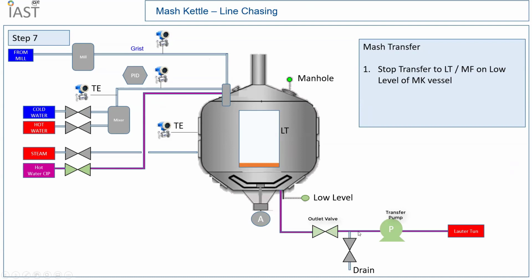Again it is transferred to the lauter tun, and after a certain amount of time, which is a time-based operation, the line is flushed to the drain. Similarly, once the low level signal is received, the vessel is completely empty. The outlet valve and the drain valve are closed, and this completes the mash kettle unit operation. The mash kettle again goes to the idle sequence, which is now ready to take the next batch from step 1 to step 8.